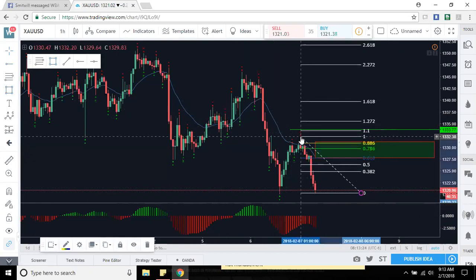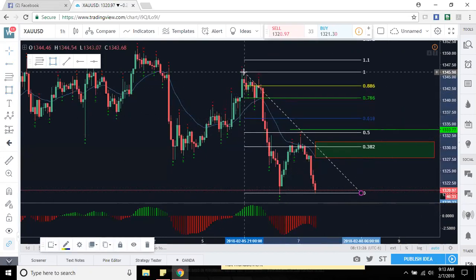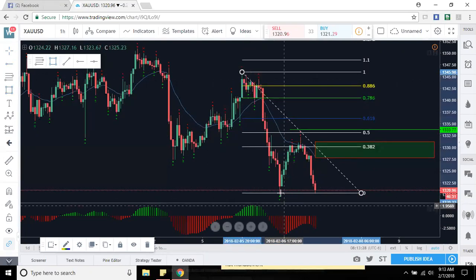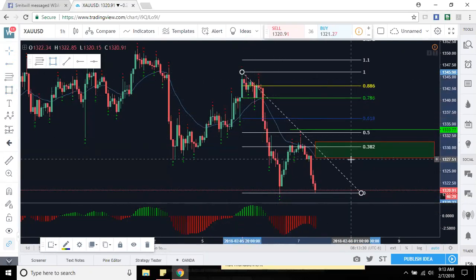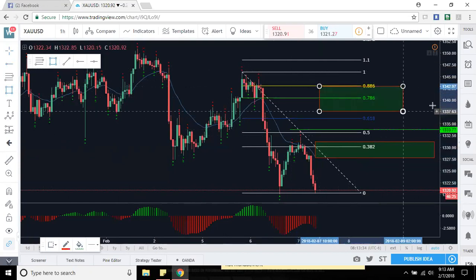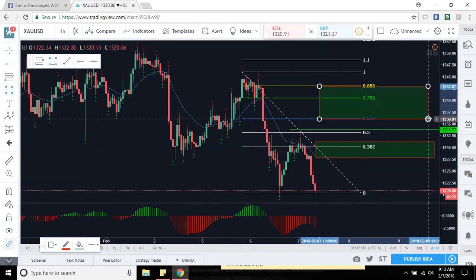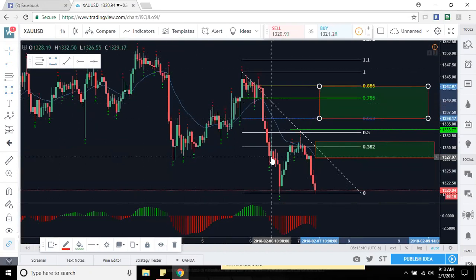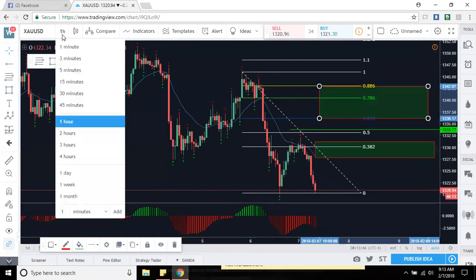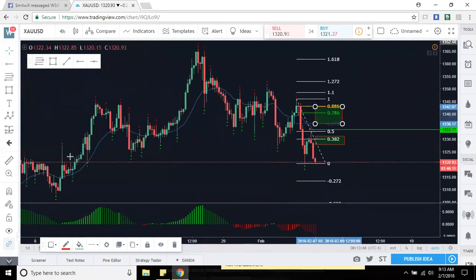Let's see. For an even safer entry, let's use this whole move, because then you'll give yourself a better chance, right? So depending on pretty much how you're looking at this, let's go to the 4 hour.